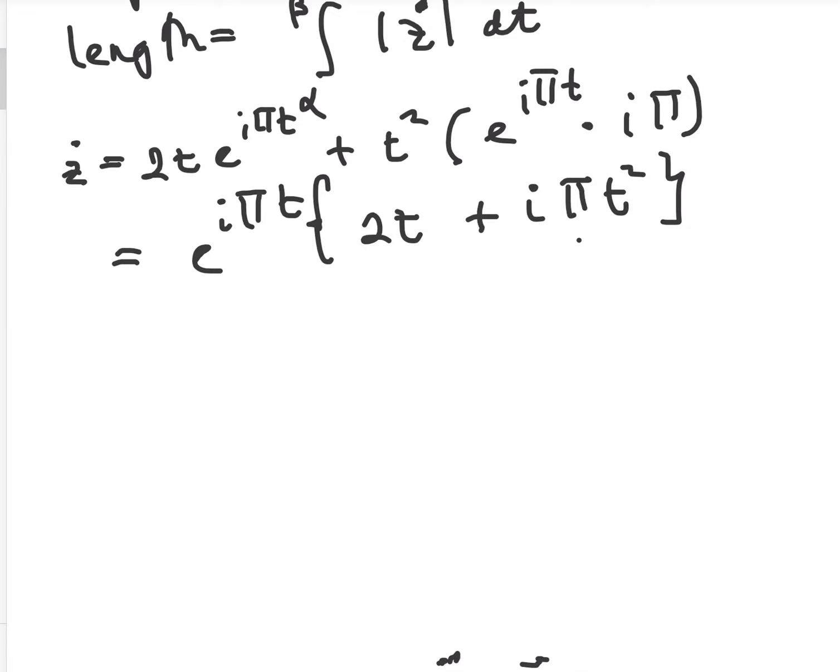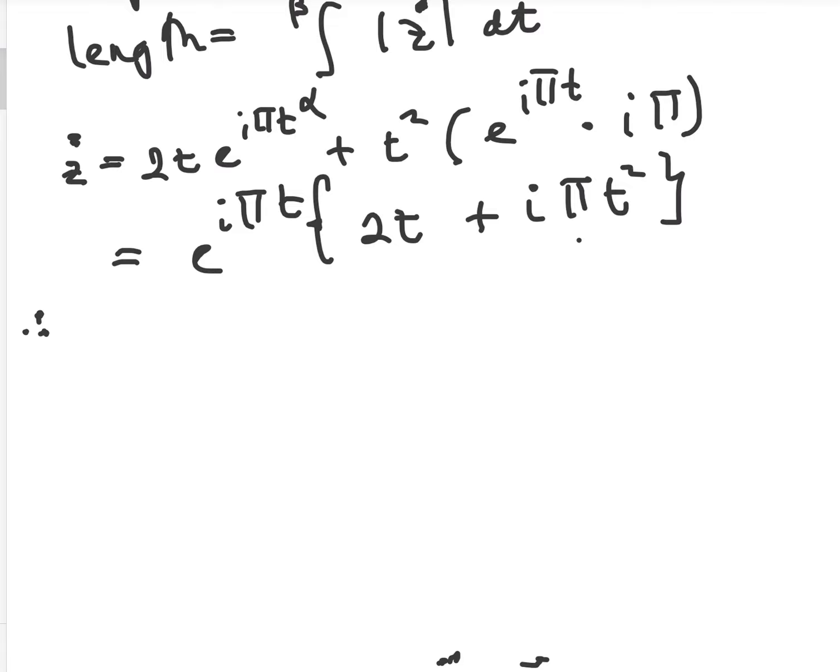So this is your z dot. We may simplify it further. You can remove t if you want, but we'll do that a bit later. What we're going to do from this is take the mod of the z dot, the mod of this thing, and integrate it with respect to t. But remember, the mod of z dot here means the mod in terms of complex.